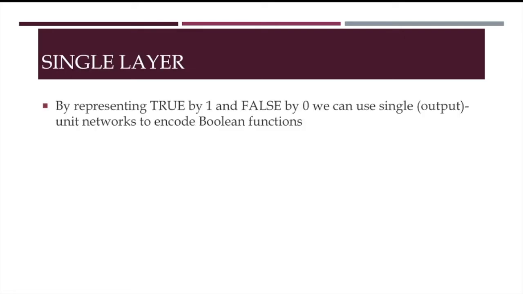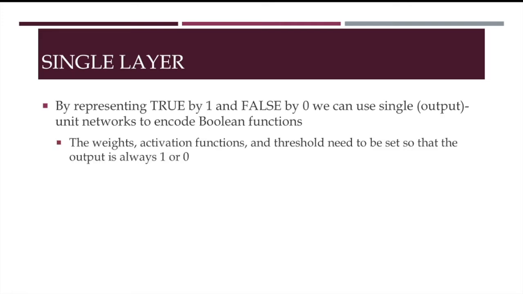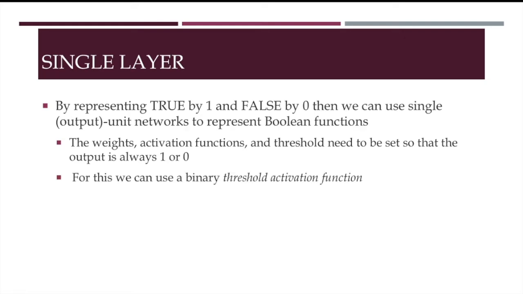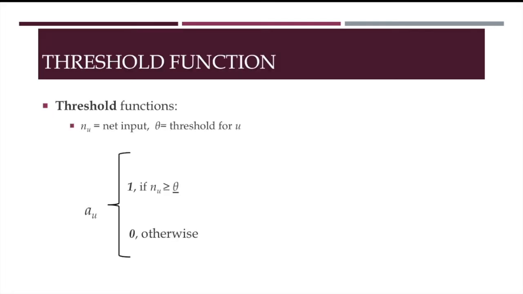Now, here's the trick. By representing true by 1 and false by 0, we can use single unit networks to encode Boolean functions like not and and. Notice that since the output is either a true or a false, all the elements in the network must be set up so that the output is either 1 or 0. To do this, we can use the binary threshold activation function. If you remember, the activation function can only spit out either 1 or 0, the threshold function, I mean. So it yields 1 when the input is equal to or larger than a predetermined threshold, and it yields 0 when the input is smaller than the threshold.